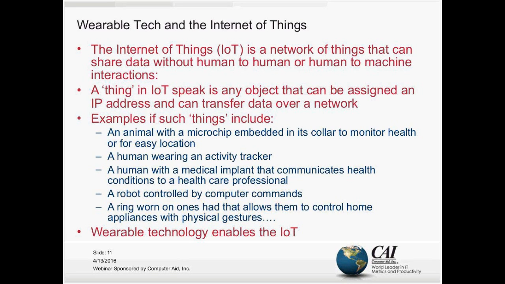You can find instances where a piece of jewelry you might wear on your hand would allow you to control your home appliances with some sort of physical gestures. People are starting to get so-called smart homes, and this wearable technology works in conjunction with the computer sense that the smart homes have. So this notion of wearable technology enables this Internet of Things.